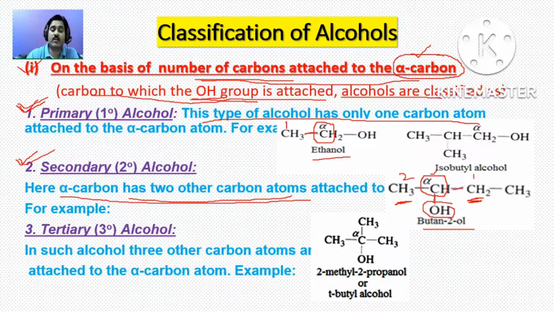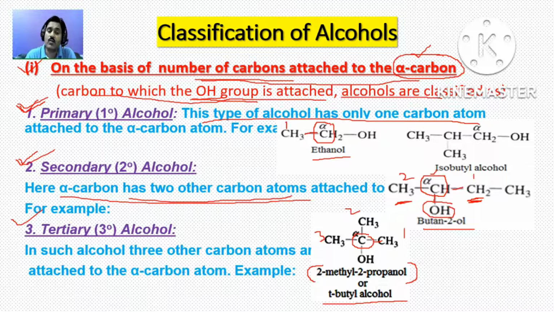Now the third one is tertiary alcohols or third degree alcohols. What are third degree alcohols? Third degree alcohols are those alcohols in which the alpha carbon atom is combined with three carbon atoms. For example, tertiary butyl alcohol, or we can say 2-methyl-2-propanol. Here the alpha carbon atom is that, and it is combined with carbon atom number 1, carbon atom number 2, carbon atom number 3. If it is combined with three carbon atoms, that is called tertiary alcohols.